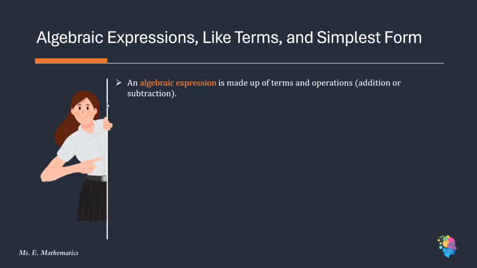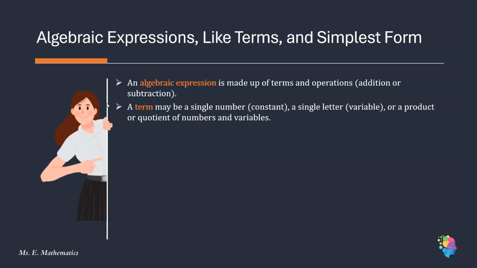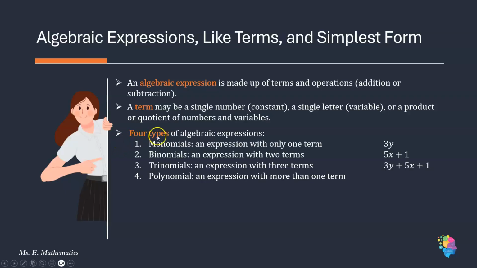An algebraic expression is made up of terms and operations, such as addition or subtraction. A term may be a single number, we call that a constant, a single letter, we call that a variable, or a product or quotient of numbers and variables. So let's cover the four basic types of algebraic expressions.